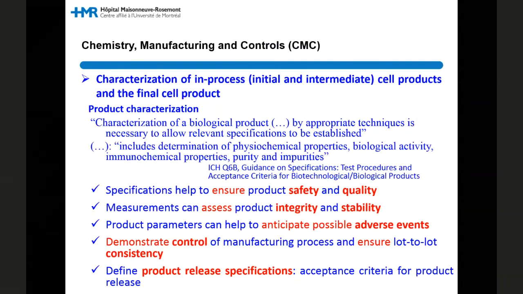You need to be able to measure the integrity of your product and how stable it is. You need to have good product parameters to ensure that you're not generating adverse events. And if you're including elements, for example, growth factors that are associated with adverse events, then these are things to be looking for that you need to be pointing out in your clinical trial application. And you need to demonstrate control of the manufacturing product and ensure lot-to-lot consistency. And define the product release specifications. This is really crucial element.